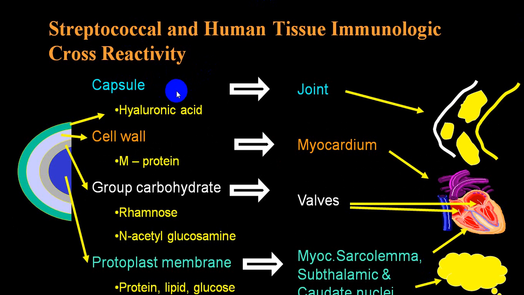So hyaluronic acid antibody will react with joints, M protein will react with myocardium, and N-acetyl glucosamine antibody will react with valvular structures, while antibody against these structures can react with basal ganglia, skeletal muscles and brain structures.